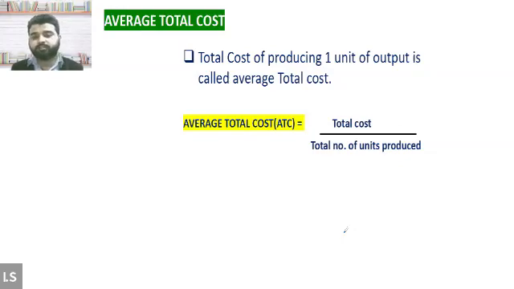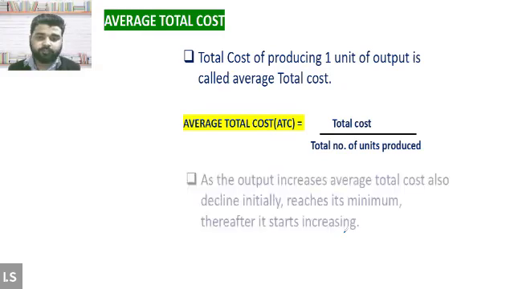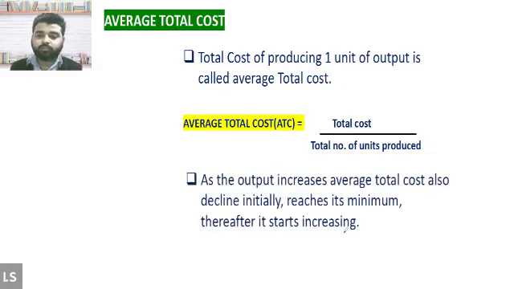Total cost also increases at a decreasing rate initially, and after some time it starts to increase at an increasing rate. So just like variable cost and total cost are similar and interrelated, similarly average variable cost and average total cost are similar and interrelated. Both have similar characteristics, similar behavior, similar diagrammatic presentation. As the output increases, average total cost also declines initially, reaches its minimum point, and then thereafter it starts to increase. We can understand this on the schedule as well.